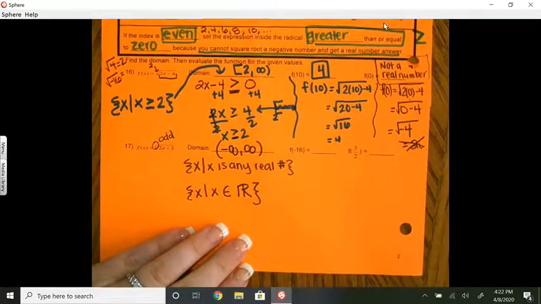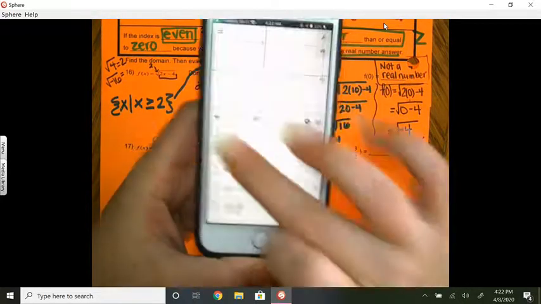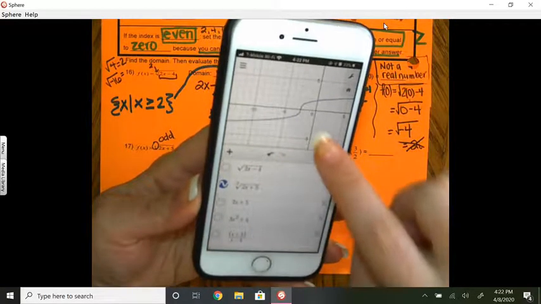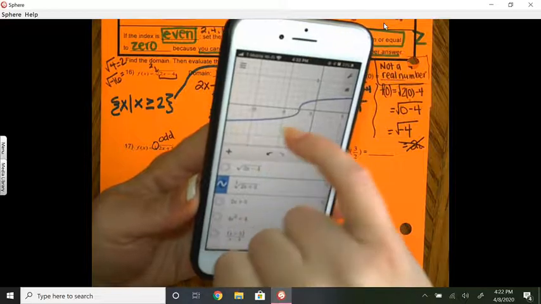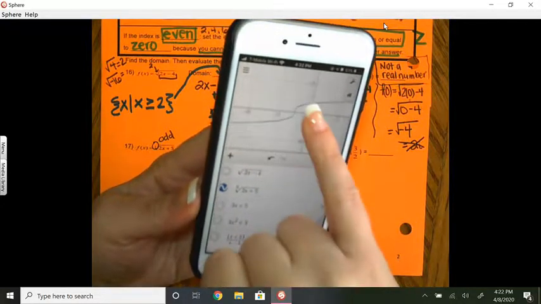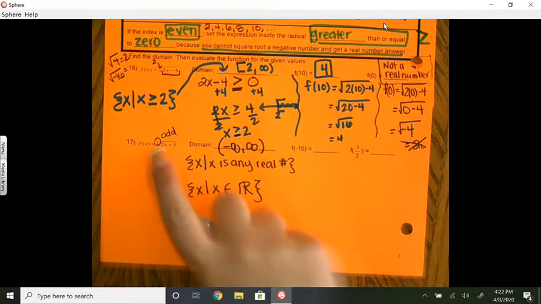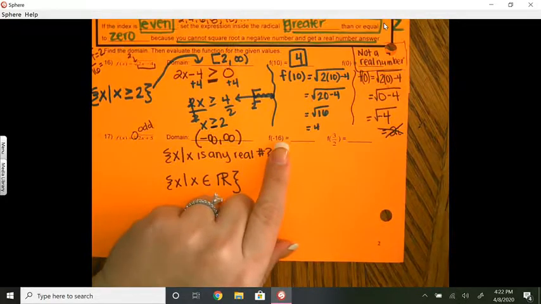Now if we go to our graphing calculator and we graph this, we can see there's the graph, and we said all real numbers. So if you could see over here, it's going infinitely on the left and infinitely on the right. So whenever the index is odd, like 3, the graph goes left to right infinitely. So that means no matter what we plug in for x, it's going to work.